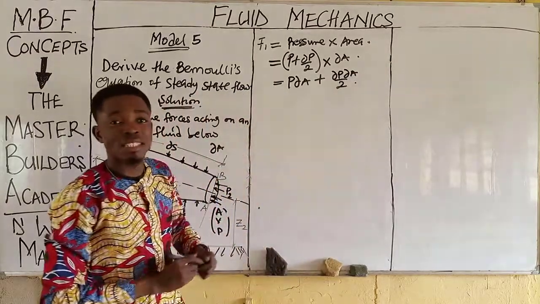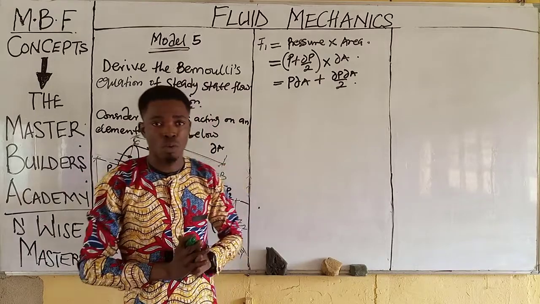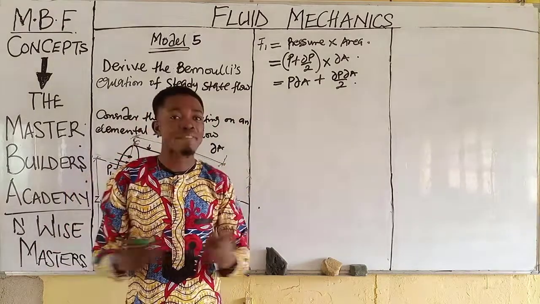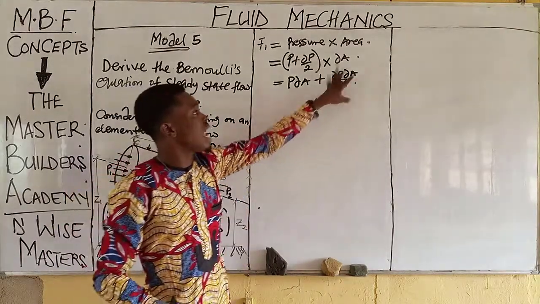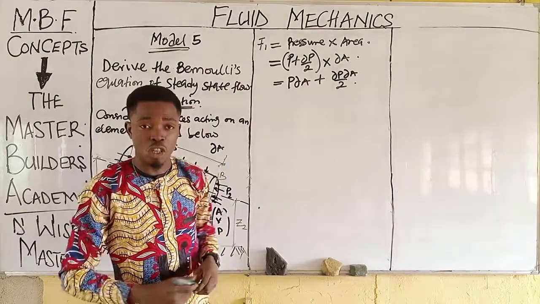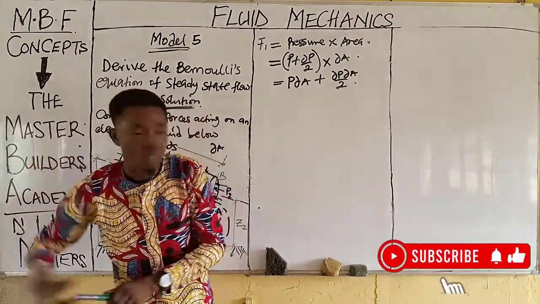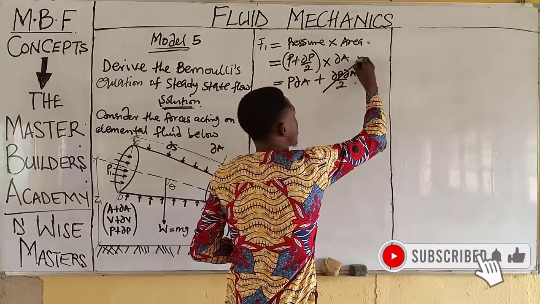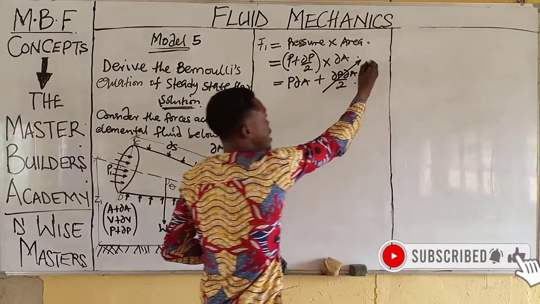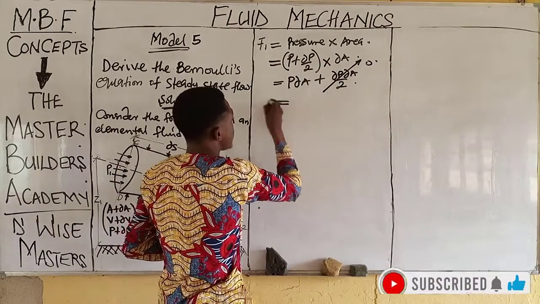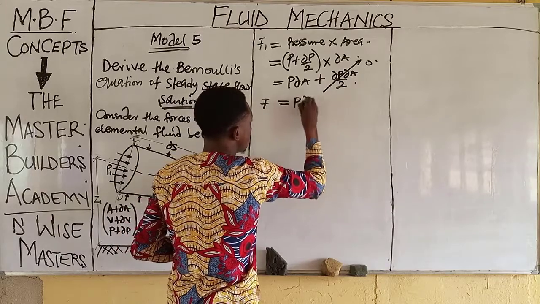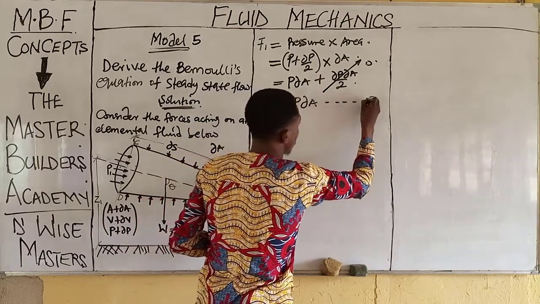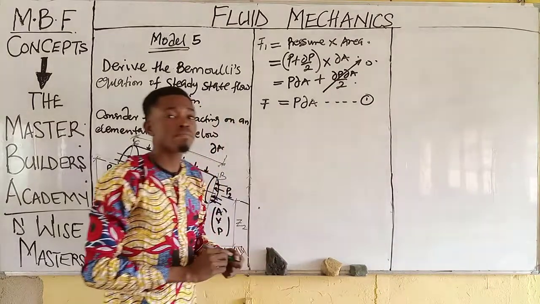And now understand that anytime you are using first principle to prove or derive any model, when two elemental values multiply each other, the value tends to 0. Automatically, the product of change in P multiplied by change in A is already 0. Therefore, F1 is equal to P change in A. We will call this equation 1.